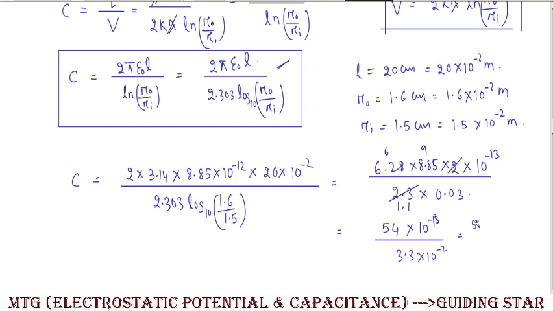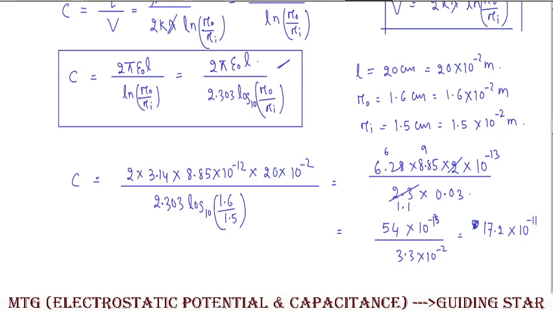So approximately we'll get 54 divided by 3.3. If it is 3, then it is 18. So approximately we'll get 17 point something. Let it be 17.23, something like that. Clear? So then it will be 10 to the minus 2; if it goes up to the numerator, it will be 10 to the plus 2, so minus 13 plus 2, it will be 10 to the power minus 11. Clear? So this is what we get as the capacitance.